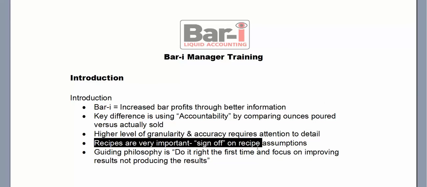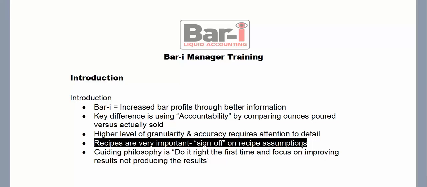So as we said, the point of BarEye is to precisely compare what's being poured versus sold. The what's been poured element, honestly, from our end is quite straightforward, because all the liquor bottles and all the kegs at different bars are all the same. We're well familiar with those. So that part's easy. What is specific to your bar is the sales.